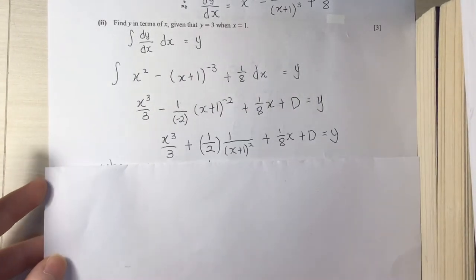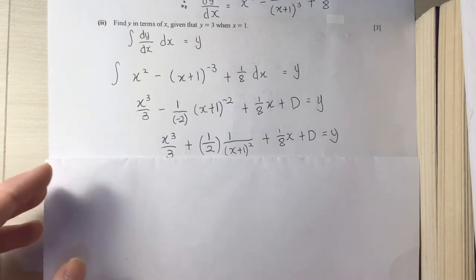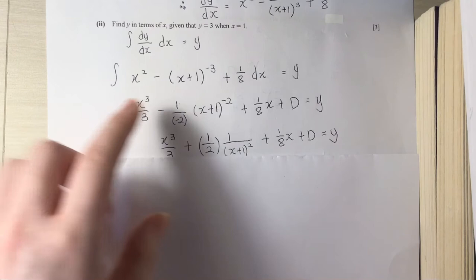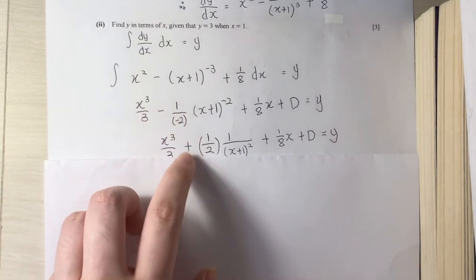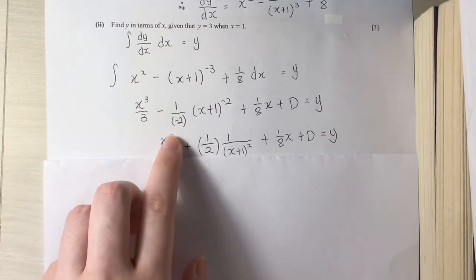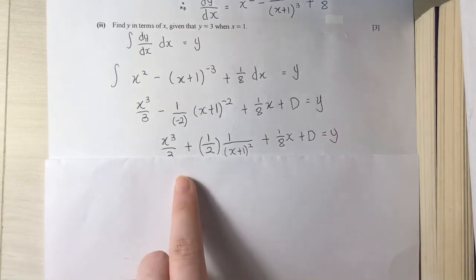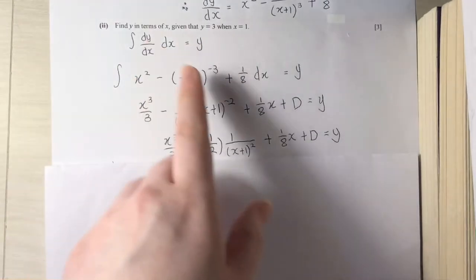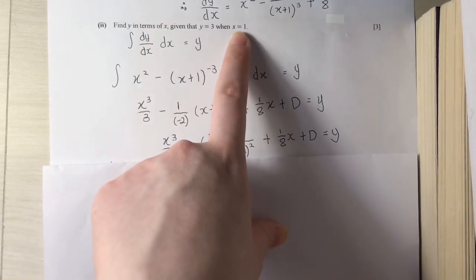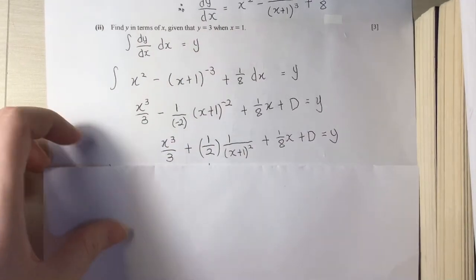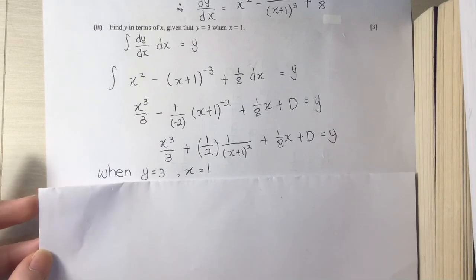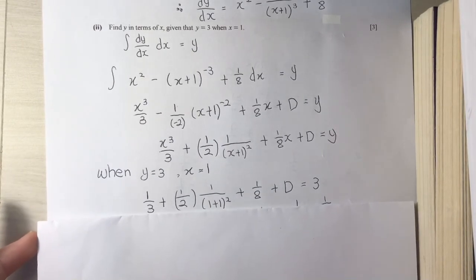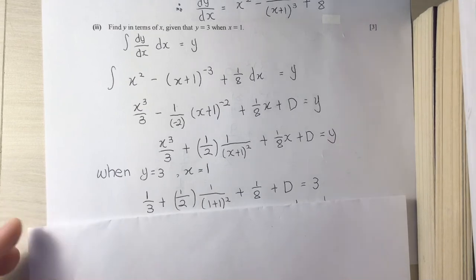Then we continue on simplifying the expression into this form. As this is negative, this is also negative, we change the sign to a positive value. So all we have to do is find the unknown d this time by substituting the y and x given over here. So when y equals 3, x equals 1, we know we have to substitute it.